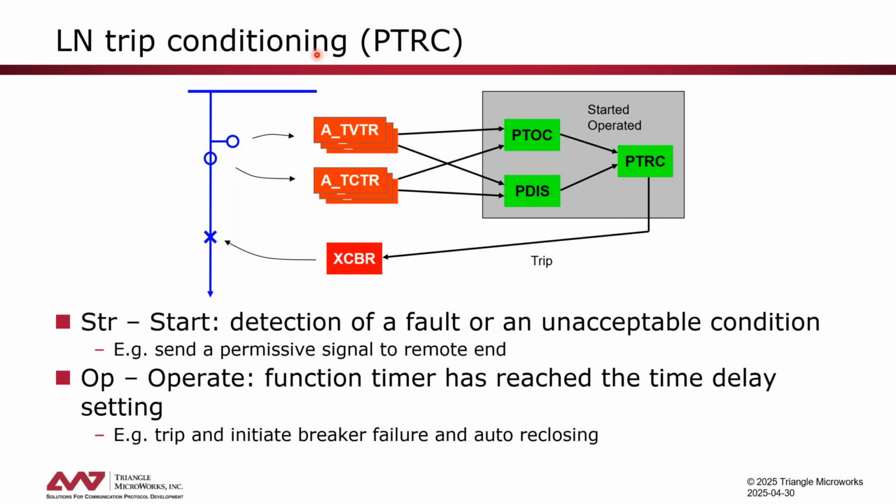And as I mentioned, all these protection elements typically have a start data object. That means a fault was detected or an unacceptable condition was detected, and it has an operate data object. That's typically when the function, the element, operates. So we may have a timer between those. In some cases, start and operate may come together. In some cases, the operate is delayed, like in a second zone of a distance protection, you would typically have a delay between the start and the operate.